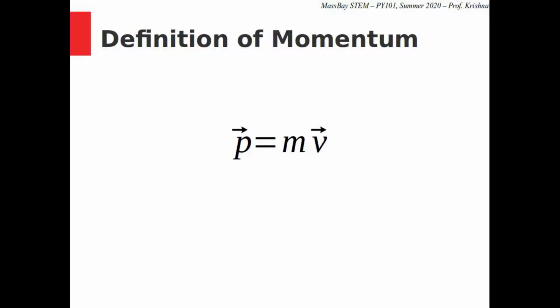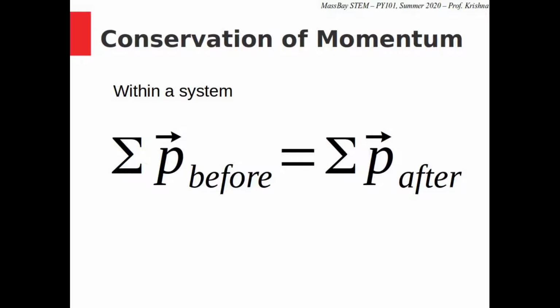Mathematically, it's not hard to solve, but it gives rise to one of the most important rules in physics, the law of conservation of momentum. Just like energy, momentum is a conserved quantity. You cannot create or destroy momentum. You can only redistribute it between objects.